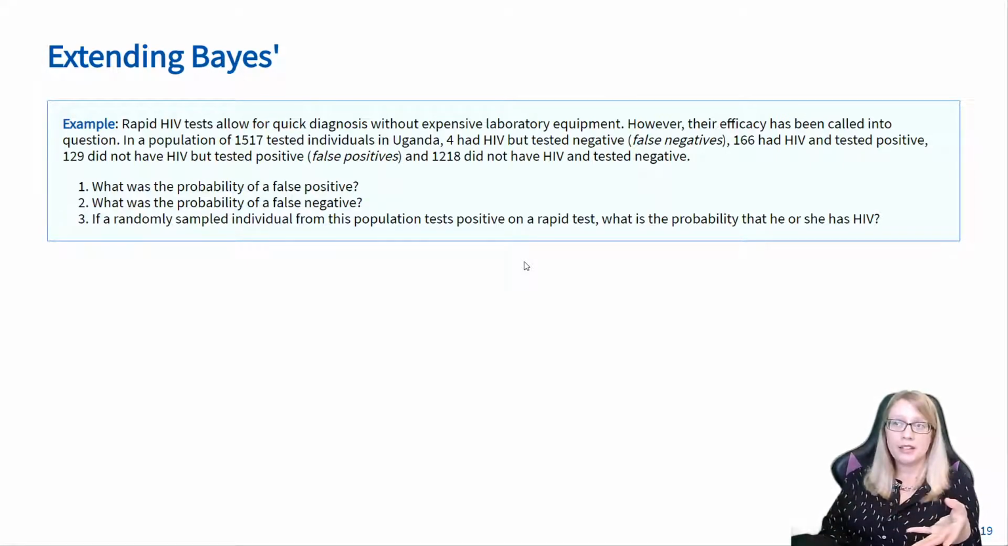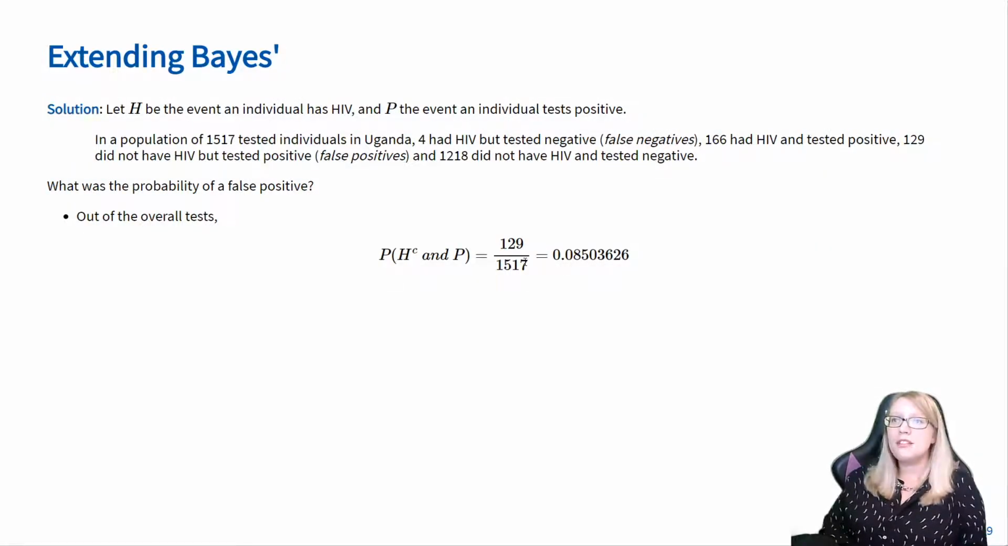So here's what we'd like to find. We'd like to know the probability of a false positive. We'd like to know the probability of a false negative. We would also like to know if somebody tests positive, what's the probability that he or she actually has HIV. So let's jump into the false positives first.